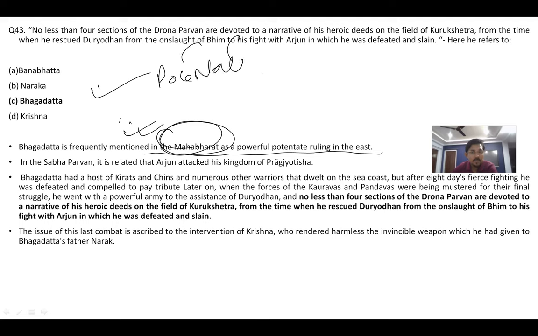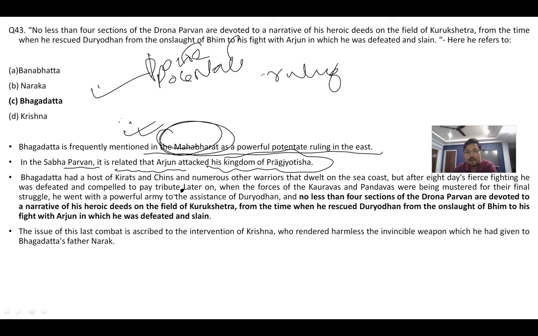He was mentioned as the potentate ruling in the east, powerful. Let us know that in the Sabha Parva, it is related to Arjuna's attack on his kingdom Pragjyotisha also. Bhagadatta had a host of Kiratas and Chinas and numerous other warriors that dwelt on the sea coast, but after 8 days of fierce fighting was defeated and compelled to pay tribute.